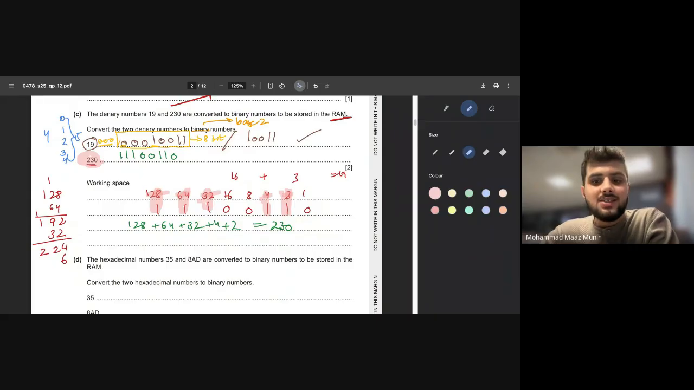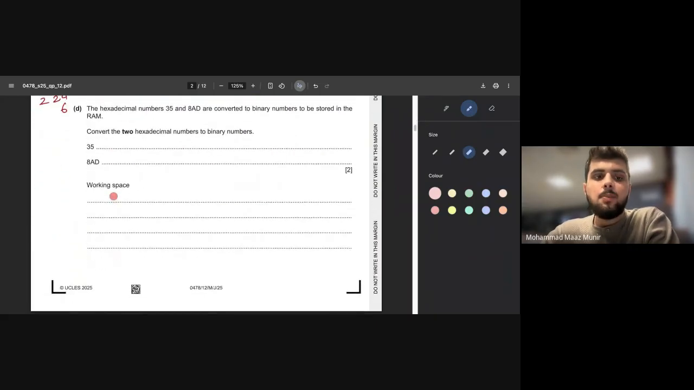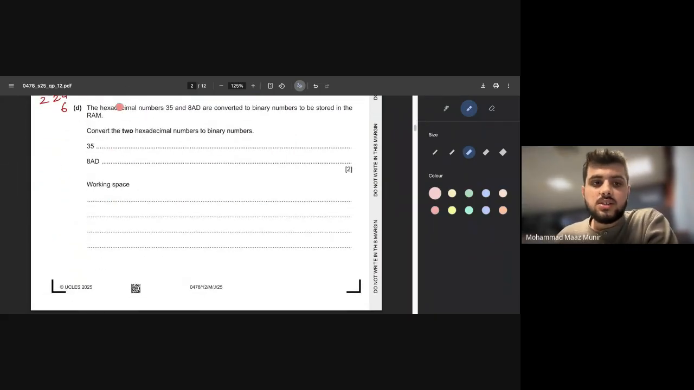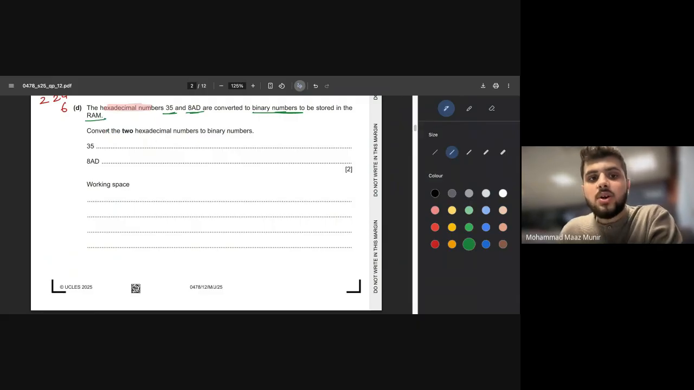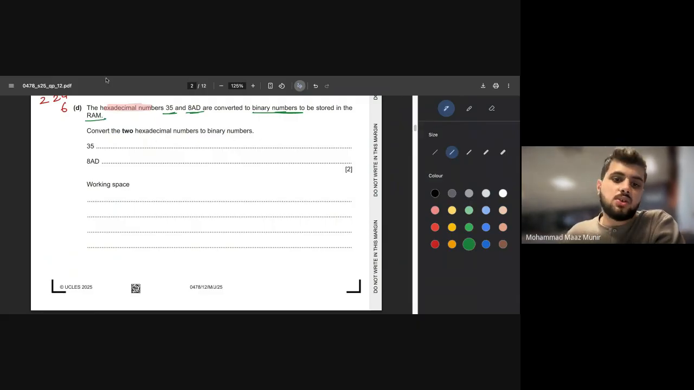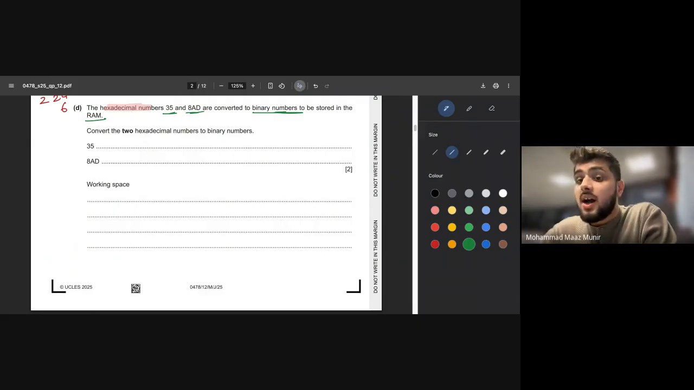Now let's look into the D part. The D part is now discussing the concept of hexadecimal. It's stating that the hexadecimal numbers, 35 and 8AD, are converted to binary numbers to be stored in the RAM. Convert the two hexadecimal numbers into binary numbers. So see, it's easy and it's not easy at the same time. If you are someone who is willing to lock in, give it their best, definitely it's easy.